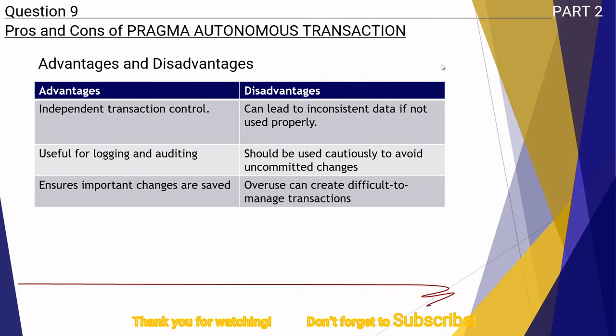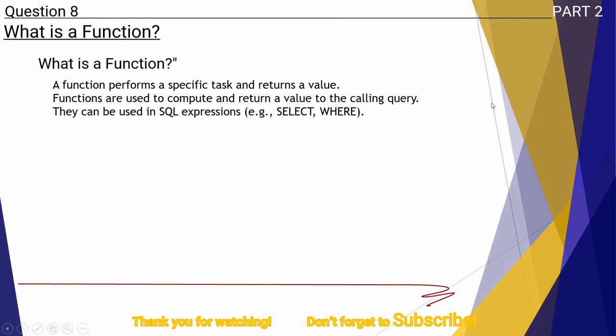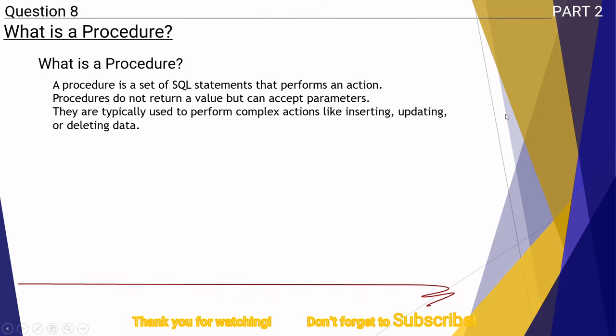Functions are often used to compute and return values in queries, and they can be used in expressions like select or where. A procedure, on the other hand, is a collection of SQL statements designed to perform an action like inserting, updating, or deleting data. Procedures do not return values, but they can accept parameters to work with input data.